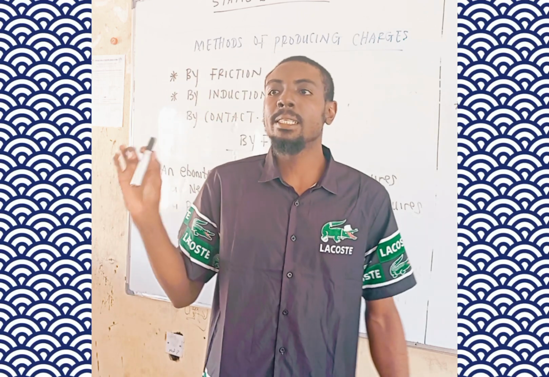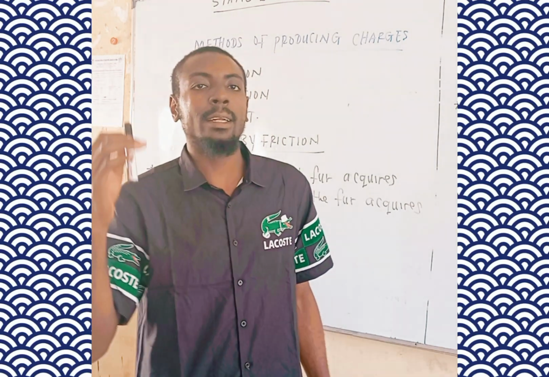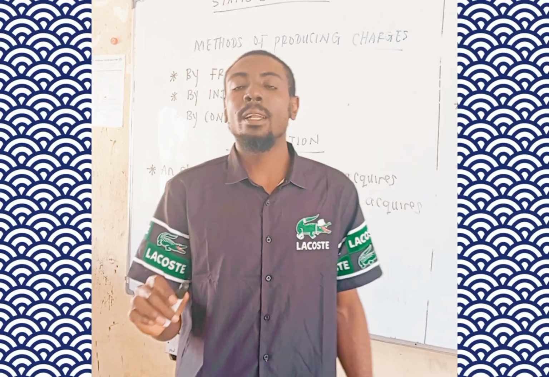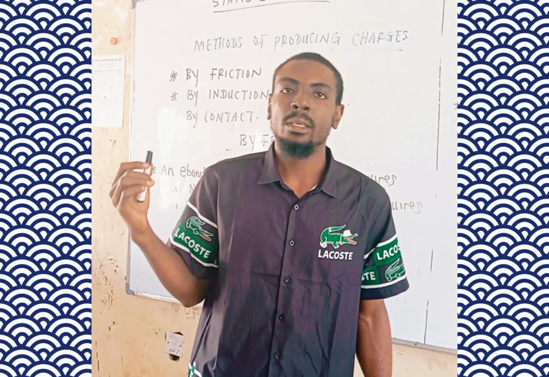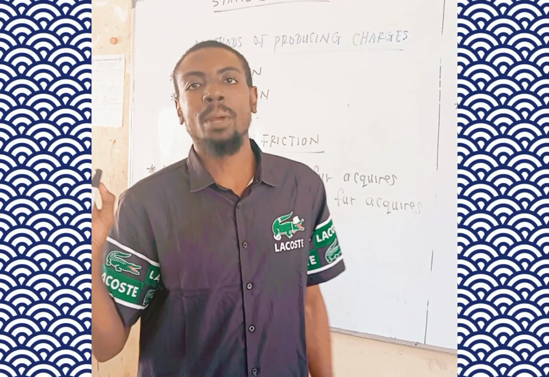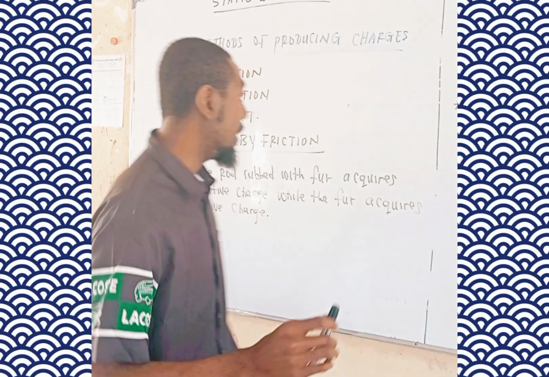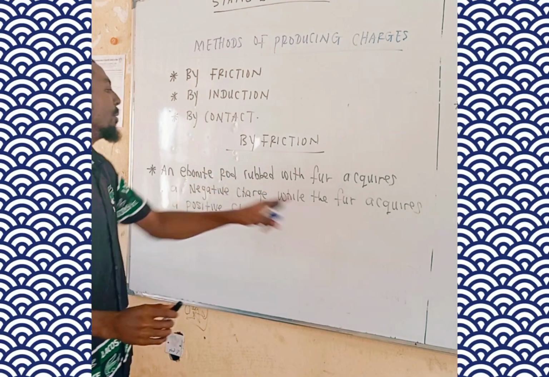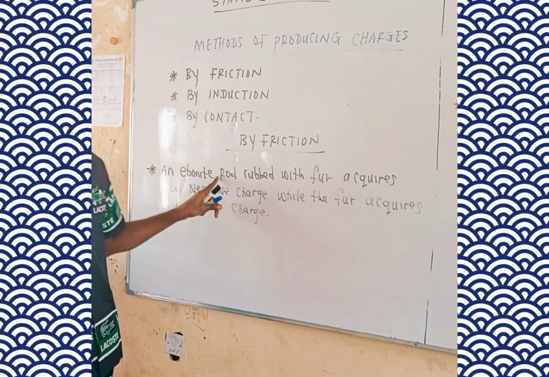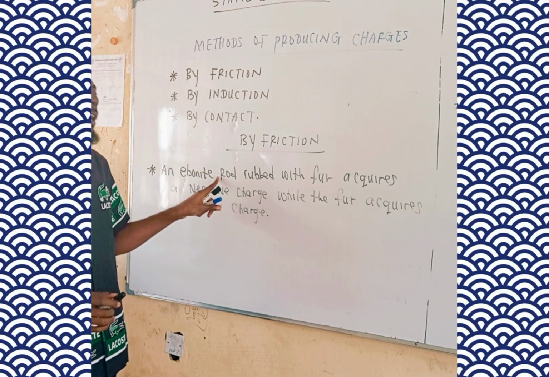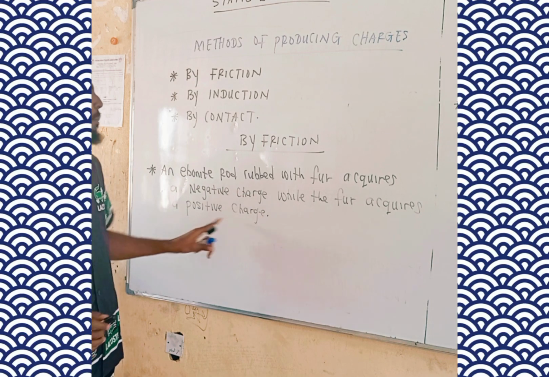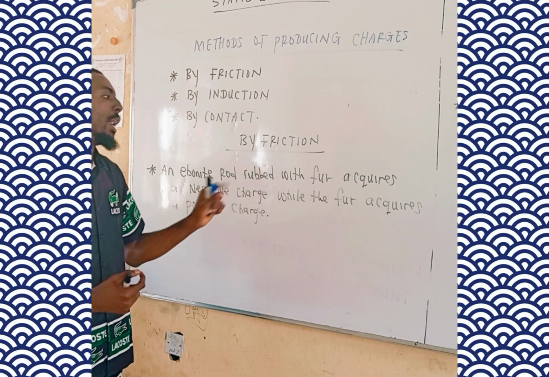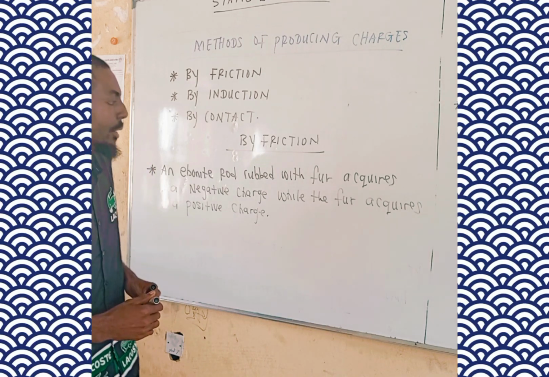In this case, it is your hair that transfers the electron to the tip of your pen. Definitely your hair is charged positively while the tip of the pen is charged negatively. So that's the case here. The fur transfers the electron to the ebonite rod. Therefore, the fur acquires a positive charge, while the ebonite, which is the receptor of electron, acquires a negative charge.